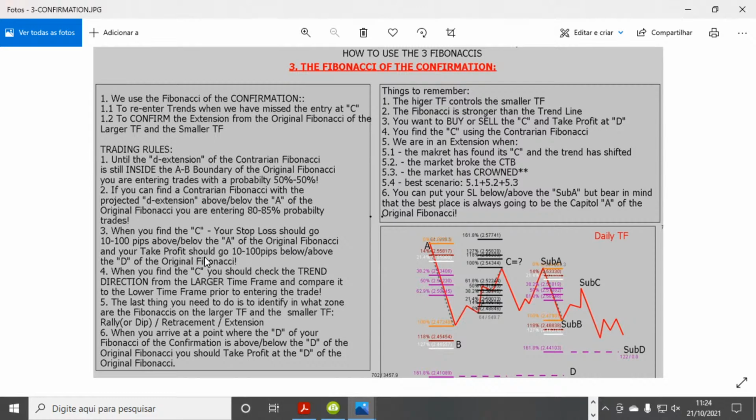When you find the capital C, you should check the trend direction from the larger time frame and compare it to the lower time frame prior to entering the trade. The last thing you need to do is to identify in what zone are the Fibonaccis on the larger time frame and the smaller time frame. And number 6, when you arrive at the point where the capital D of your Fibonacci of the confirmation is above or below the D of the original Fibonacci, you should profit take at the D of the original Fibonacci. Now, what does this mean, number 6?